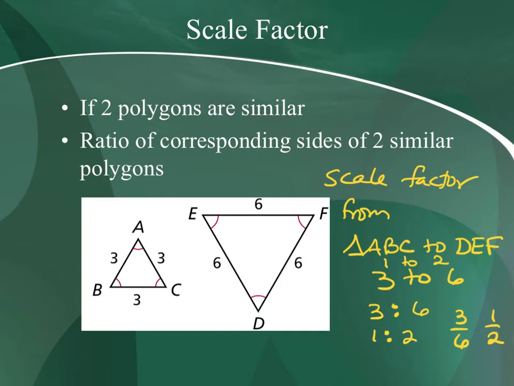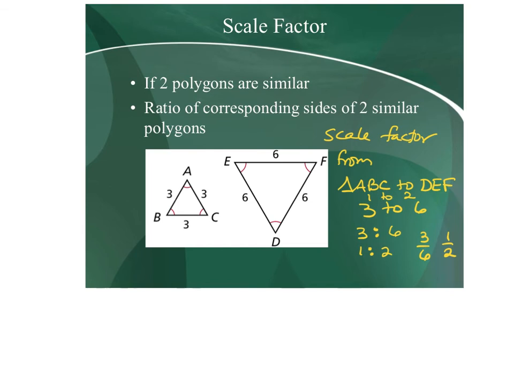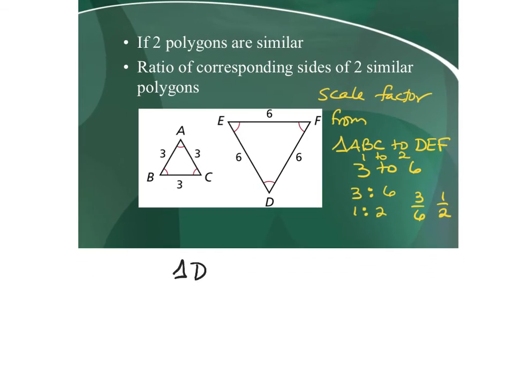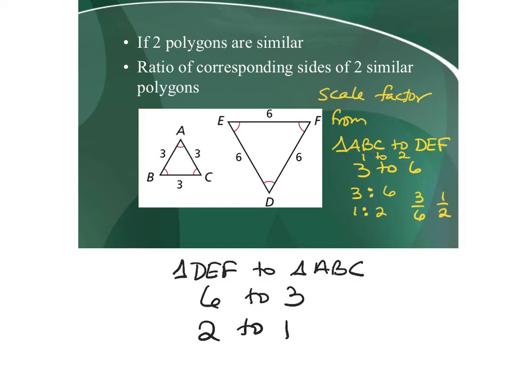Now, if the question instead said, find the scale factor from triangle DEF to triangle ABC, then I would go 6 to 3, and my ratio would be 2 to 1. So on a multiple choice test, if this were the question and you picked 1 to 2, you would get it wrong. Okay, so the order matters here. And you always need to simplify the ratio. Everybody good?